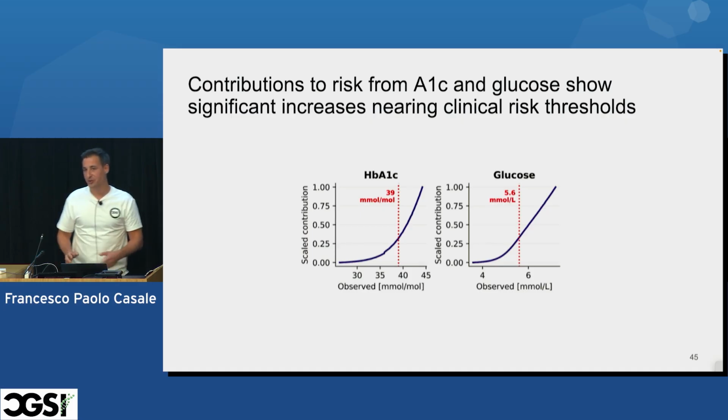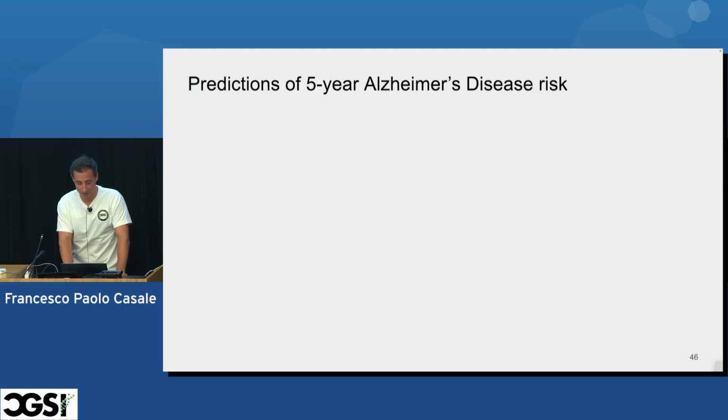Then we also looked at what the model actually learned when zooming in. Here we see that, for example, A1C and glucose show significant increases when the trait meets clinical thresholds that are typically defined as risk thresholds in the clinic. That was also nice to see when inspecting the model.